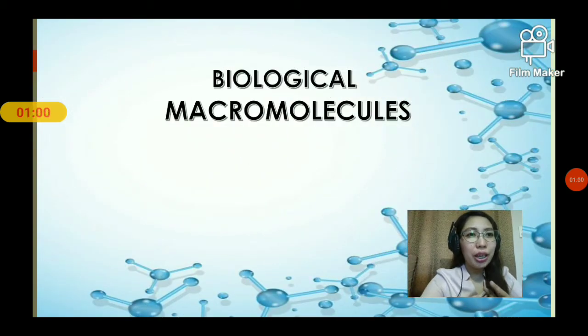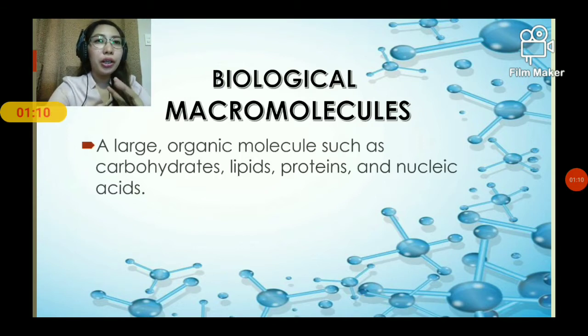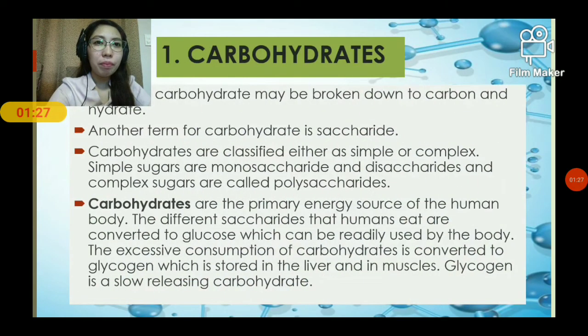Okay, so what is a biological macromolecule? A biological macromolecule is a large organic molecule such as carbohydrates, lipids, proteins, and nucleic acids. Biological molecules have a huge variety of functions such as storing energy and protection. First, among the biological molecules, we have the carbohydrates. So what is a carbohydrate?